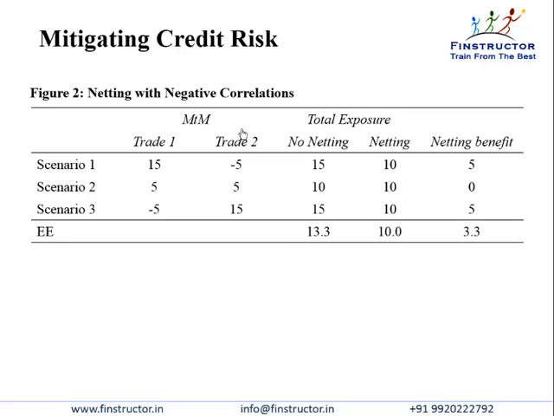Similarly, you can verify that in the case where there are high negative correlations between the various trades, so one trade is positive, the other trade is negative. Again, when one trade is negative, the other trade is positive. Only scenario 2 has a positive correlation. In both other scenarios, we have a negative correlation.